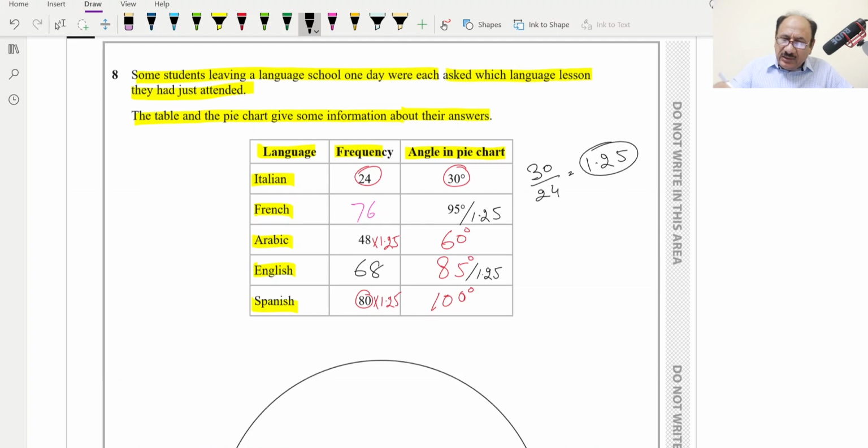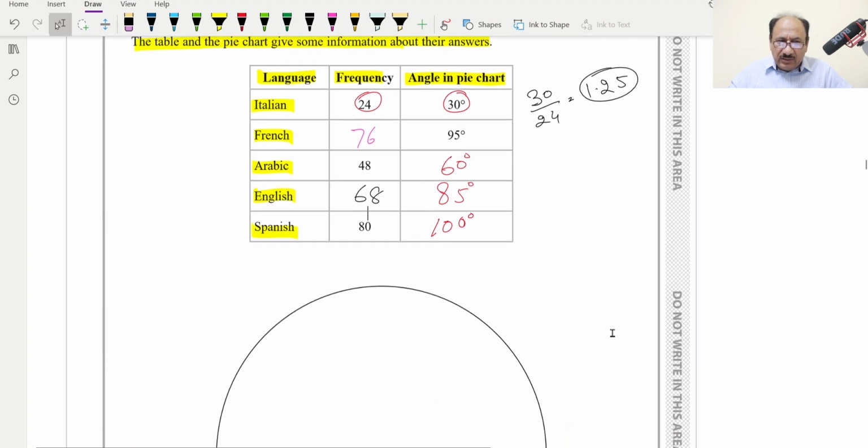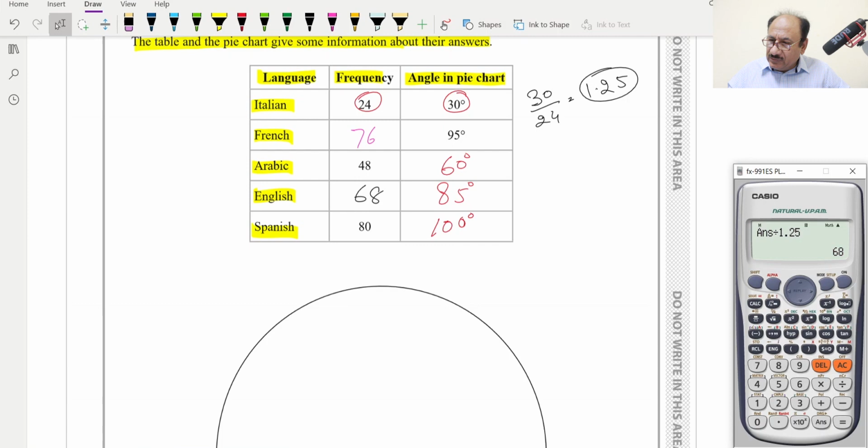Now I will erase the extra working, because this is for your explanation which I've done. This is also for your explanation, and now this is the completed table which we have to provide as our answer. I will once again double check this angle.